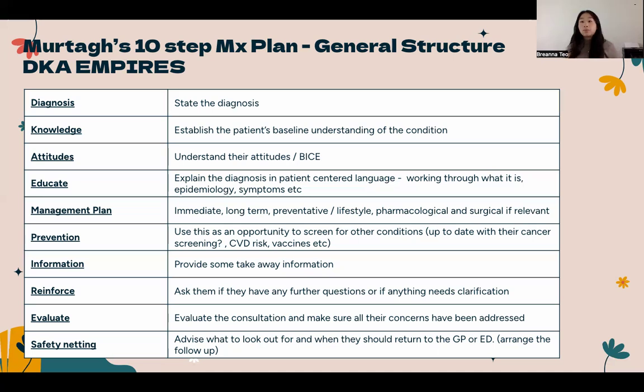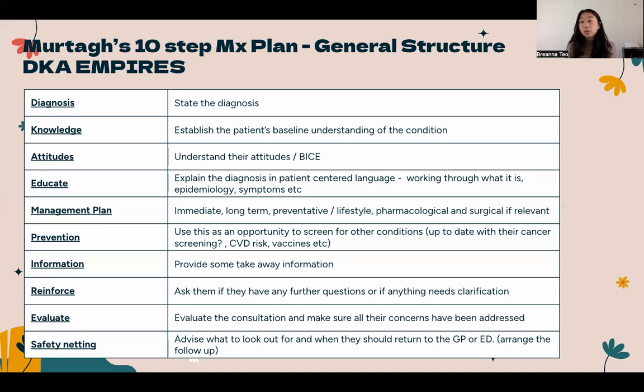So diagnosis, we state it. You might say something along the lines of, after listening to your story and examining you today and looking at the blood test that we've done, this suggests that you have a diagnosis of whatever it is. Have you ever heard of this before, or what do you know about this? That's checking their knowledge of it. How do you feel? Is there anything in particular that concerns you? Attitude.